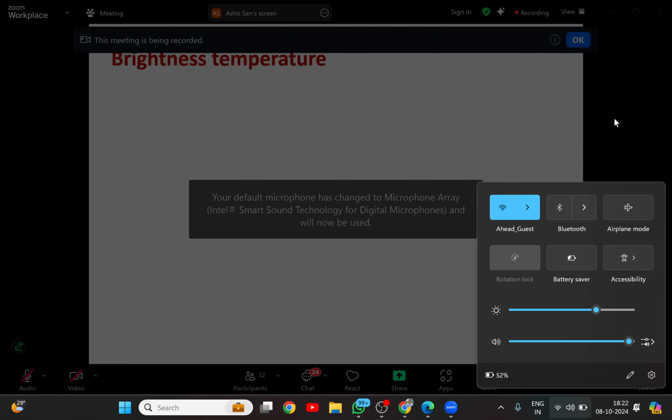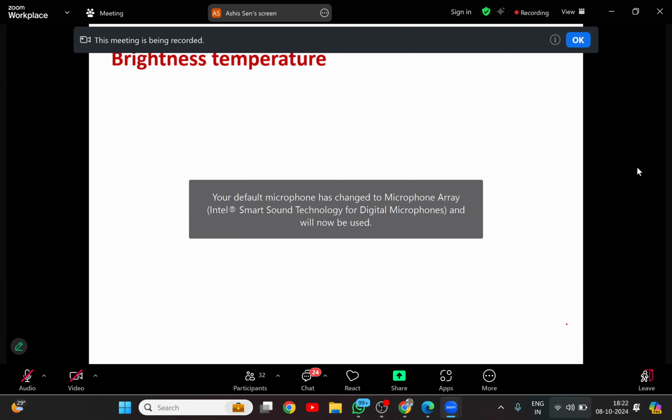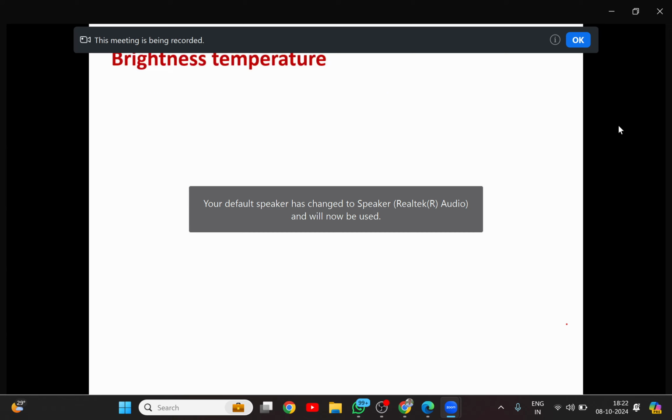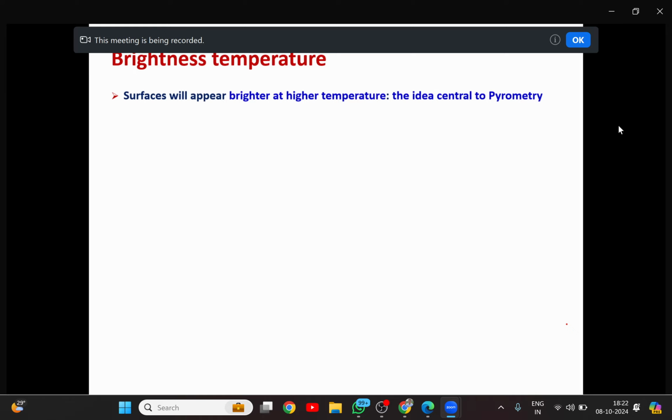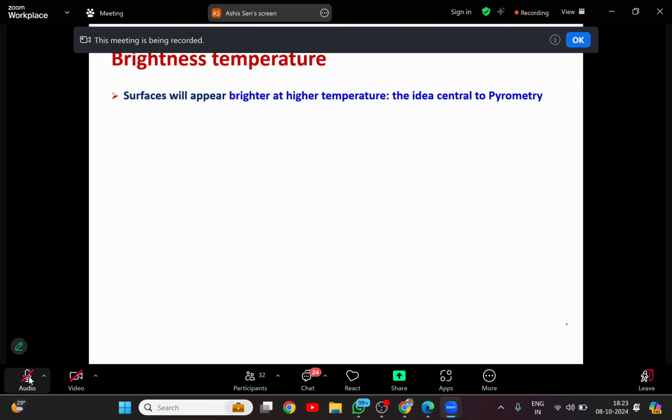Next, let us talk about the concept of brightness temperature. What is brightness temperature? The basic philosophy is that surfaces will appear brighter at a higher temperature. And this is the idea which is central to pyrometry that we are going to see. That means higher the temperature, brighter the surface. Mostly in case of metals, this is the thing. And in pyrometry, mostly we measure temperature of metals. So one thing we learn is that higher the temperature, brighter the surface.